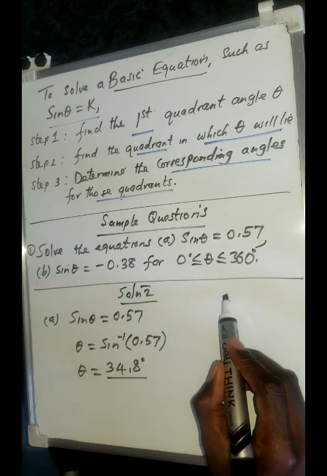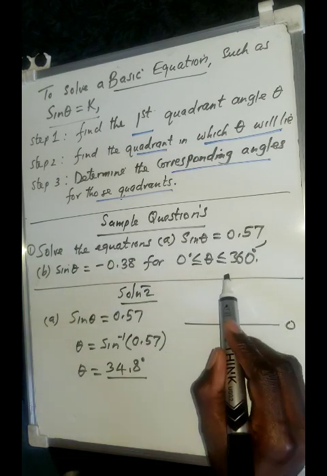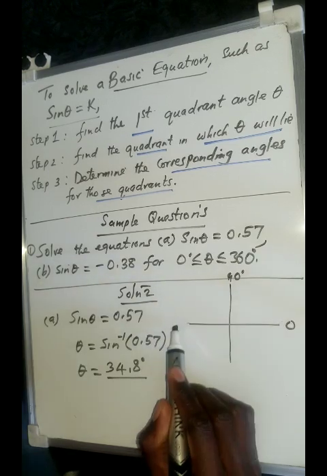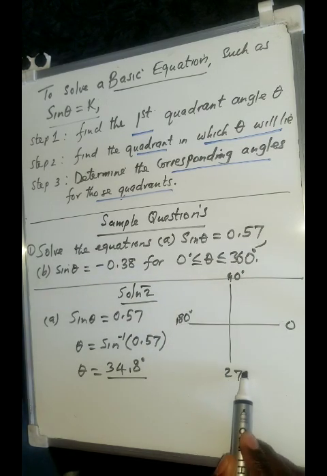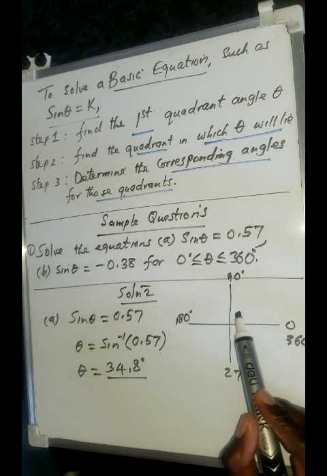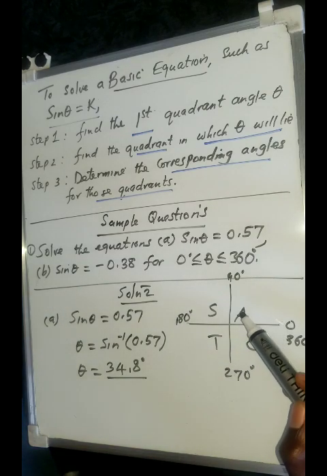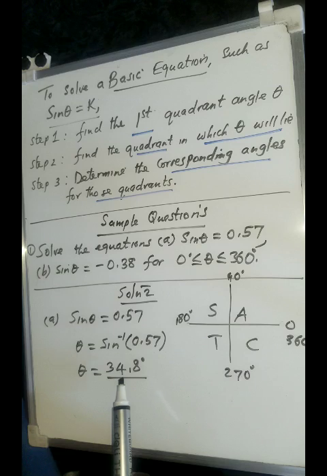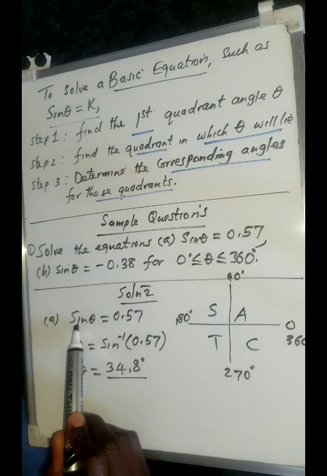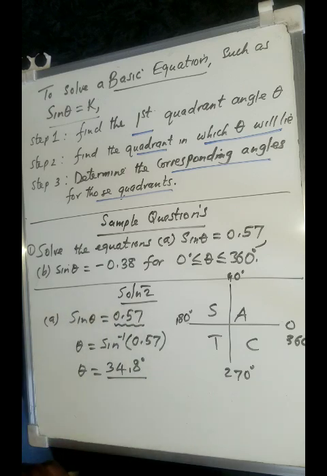Once you find the angle in the first quadrant, remember, step 2 says find the quadrant in which theta must lie. So let's draw those quadrants we talked about. Remember, from 0 to 90 degrees, 180, 270, and we come back to 360. In the first quadrant, we said all students take chemistry. It simply means that when you get the angle in the first quadrant, you need to ask yourself, where is sine positive? Because this value is positive. Remember, sine is positive in the first quadrant, and also in the second quadrant.